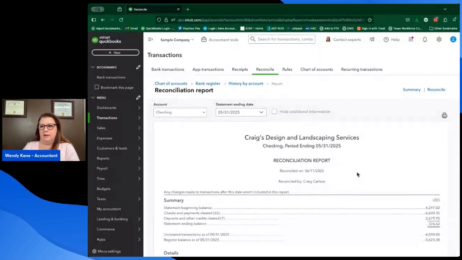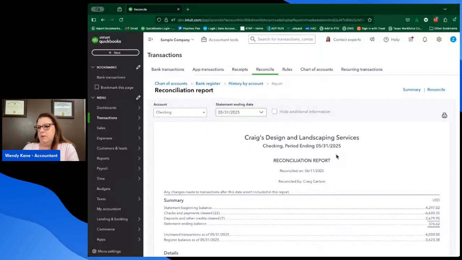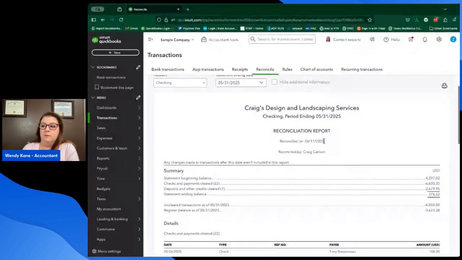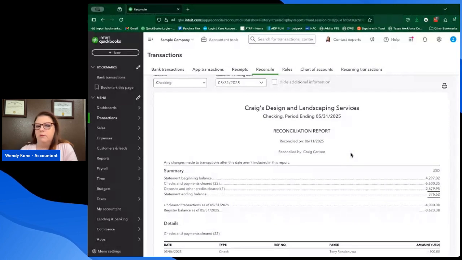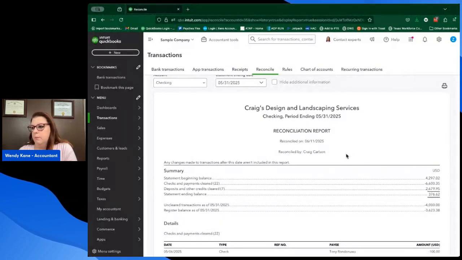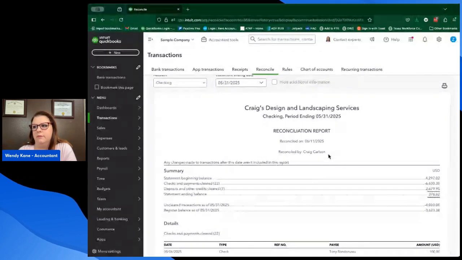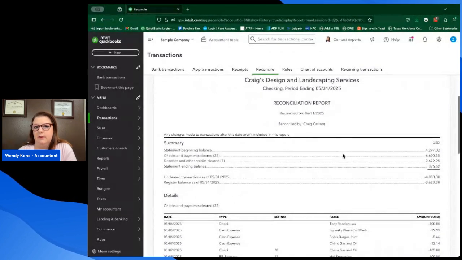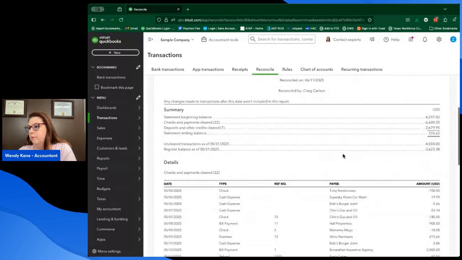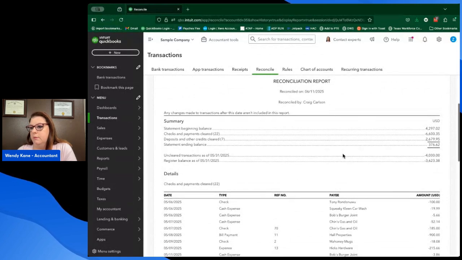Every time you reconcile an account, QuickBooks produces this beautiful report. Tells you the account, the date, what day it was reconciled on, and who reconciled it. So if you've got different people in your company working with QuickBooks, that's good to know, provided they have different logins. It's going to be whoever is logged in. It doesn't necessarily mean who's sitting at the computer. Just FYI. Okay, so if you look at this statement beginning balance, statement ending balance, there's that 376 that the bank says we have.